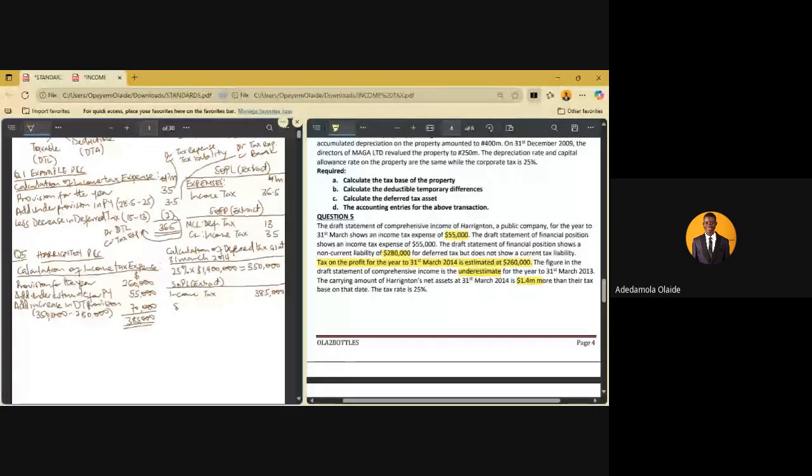$385,000. In our SOFP extract, we'll have the tax liability. Non-current liability, deferred tax. What is their deferred tax now? It is 350,000. Then current liability, what is their income tax? What is their income tax liability? It will be 260,000. Do we understand?